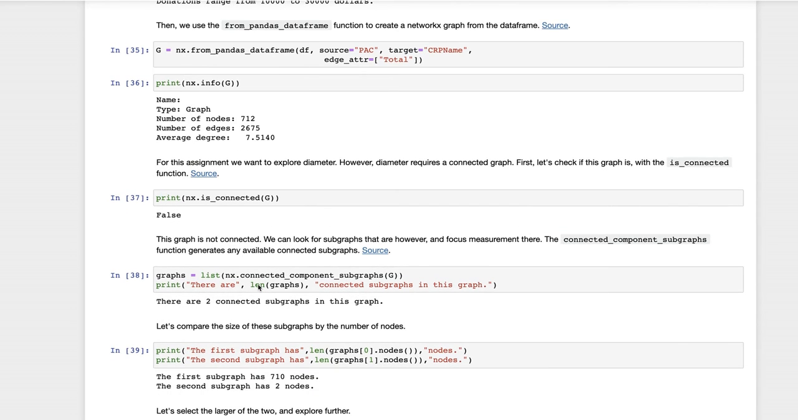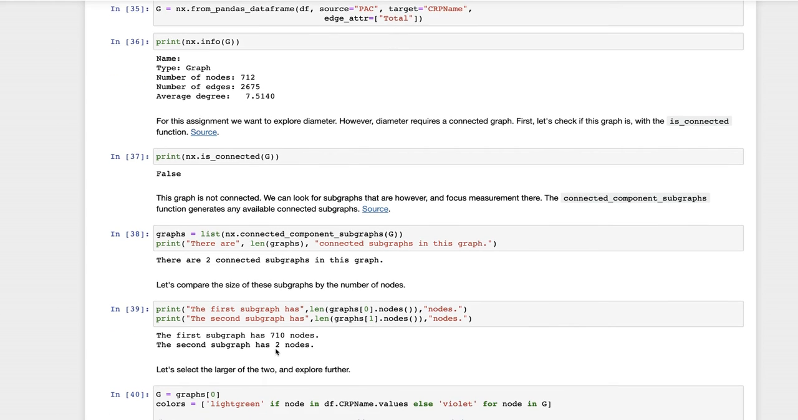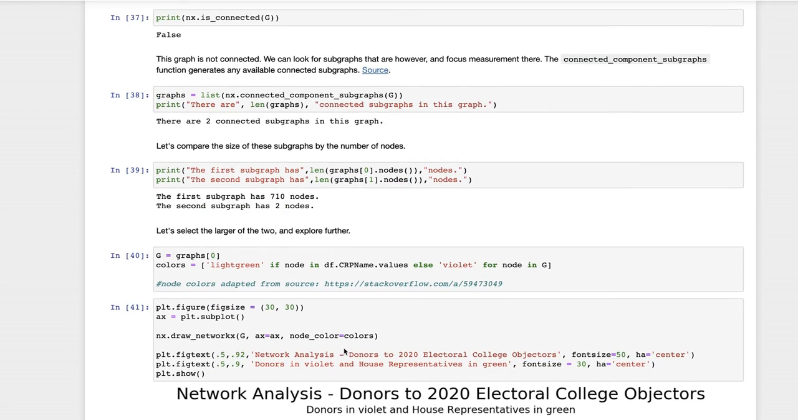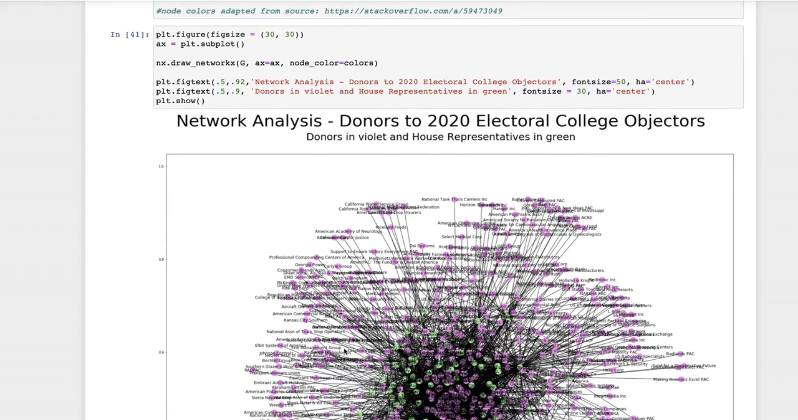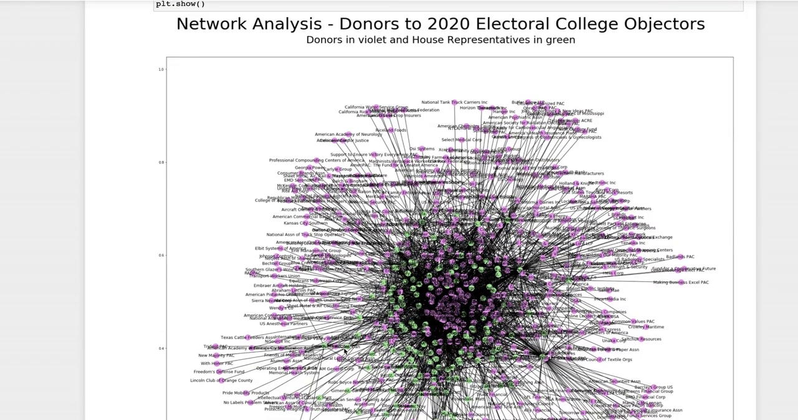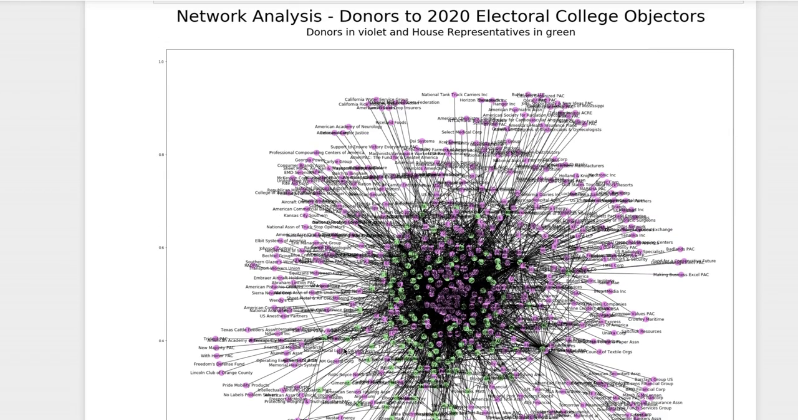There are 2 subcomponents, and one of them has only 2 nodes, so we can safely remove that and focus on the bigger one. And this is what that bigger one looks like using NetworkX's plotting library. And of course, it's a highly connected cluster in the middle.